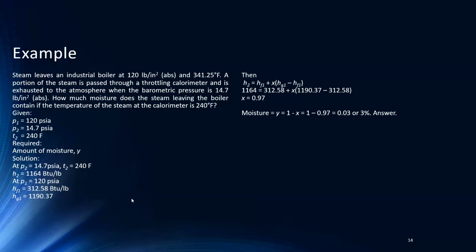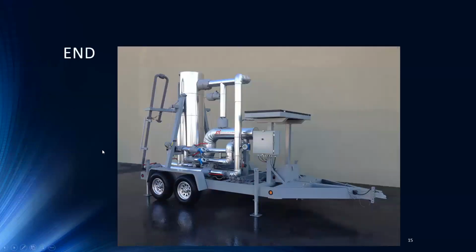Okay. So this is also the end of the topic. So this is the equipment.